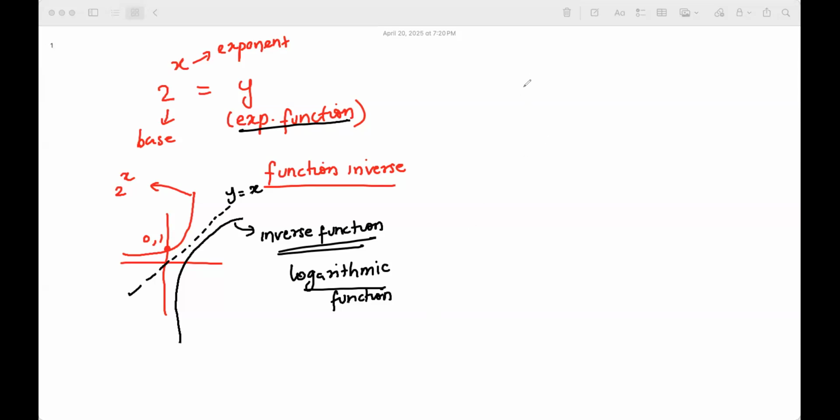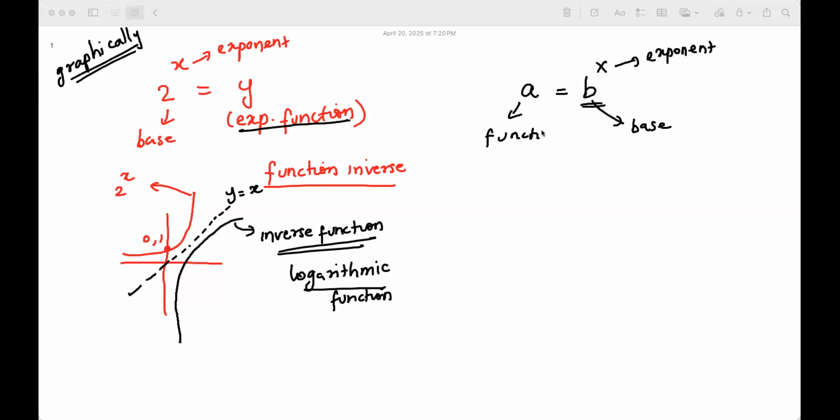Suppose I have a function a equal to b power of x. Graphically, you know how to find the inverse of the exponential function. Now we term that a logarithmic function. How do we change it to a log? This is called the base. This is called the exponent. This is the function. In this case, how to change it to a logarithmic function?